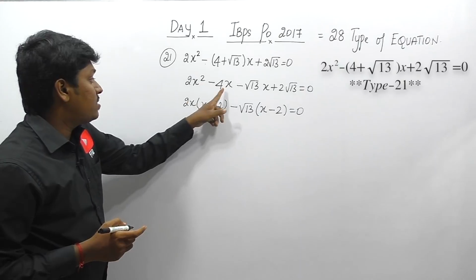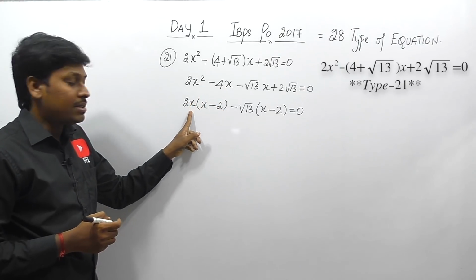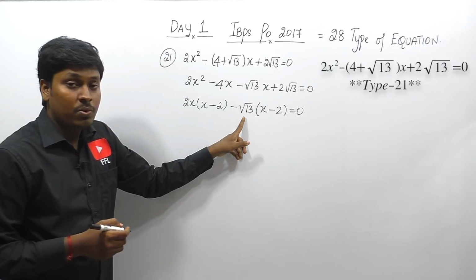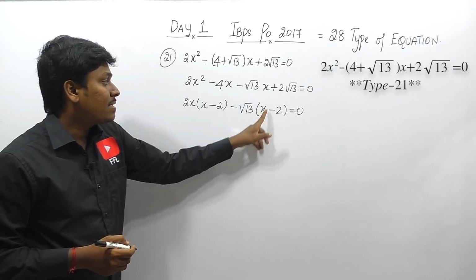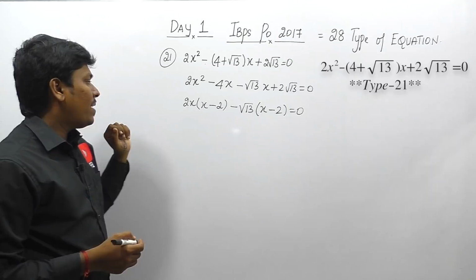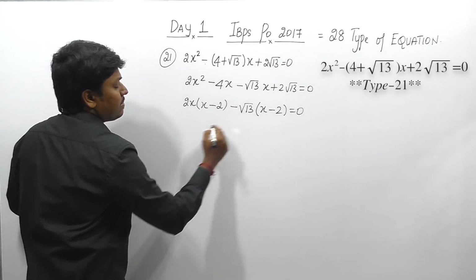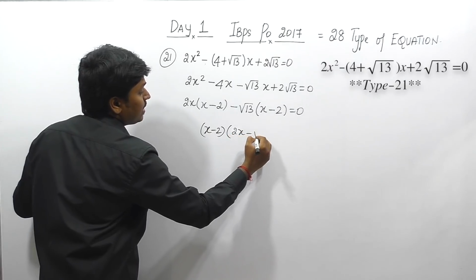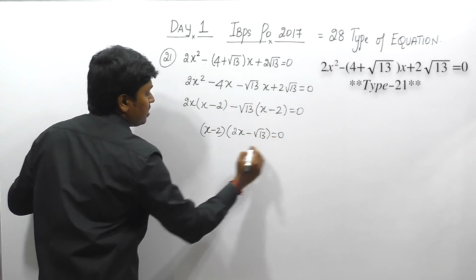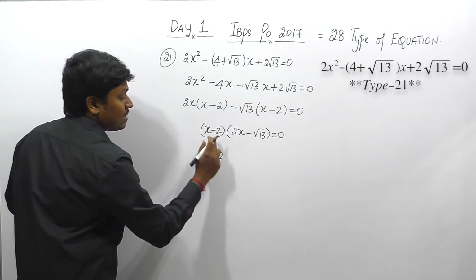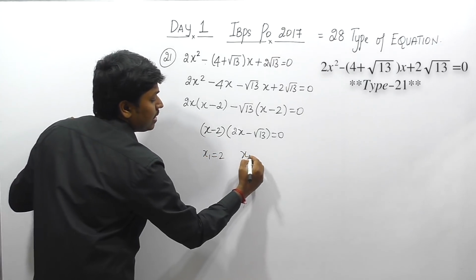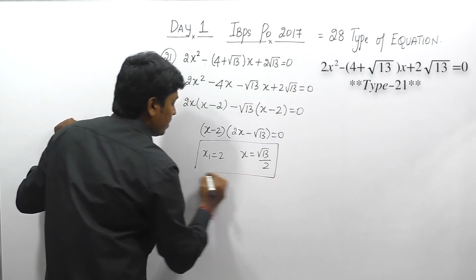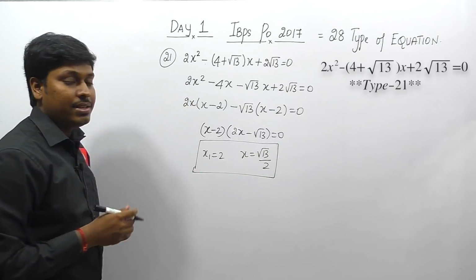Listen here, from the first two terms I am taking 2x as common, so this becomes x minus 2, and from the last two terms I am taking minus root 13 as common, so it becomes x minus 2, right? So now x minus 2 is the first term, and the second term will be 2x minus root 13 is equal to 0. So finally we got the factors: x is equal to 2 is one value, then x is equal to root 13 divided by 2. So we got the factors for type number 21 equation.